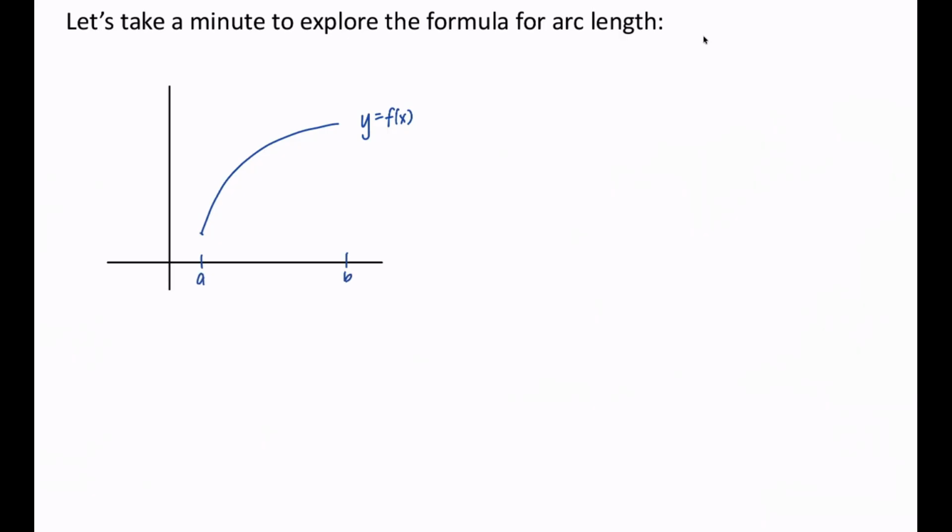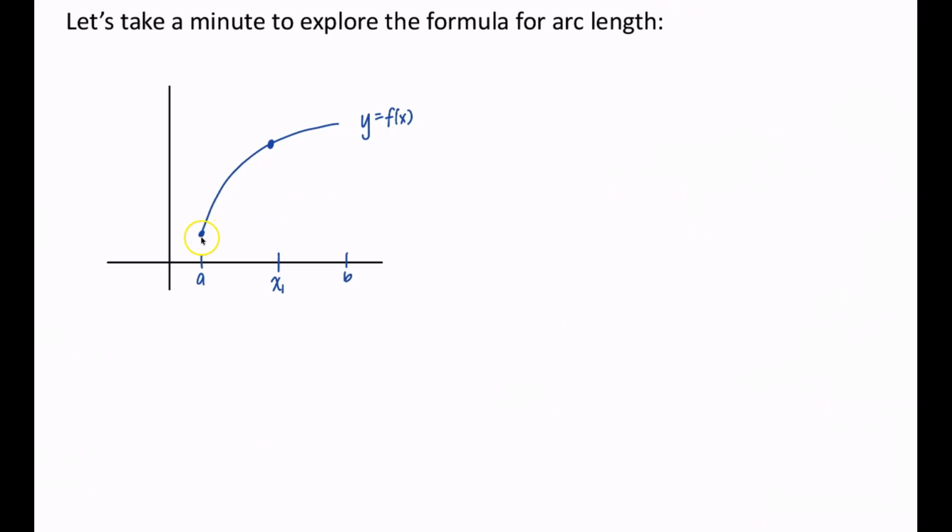Let's take a minute to explore the formula for arc length. I kind of just gave it to you earlier and didn't really talk about where it comes from. So let's just briefly talk about where this comes from. So we're going to go ahead and sketch a little curve. Let's say this is y equals f of x. And again, we want the length of that curve from a to b. So let's go ahead and focus on a here. And let's create a subdivision at, let's say, this point here, x1. And let's go ahead and draw the corresponding point at x1 here.